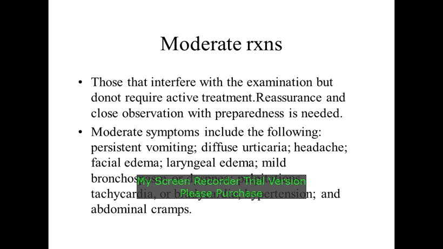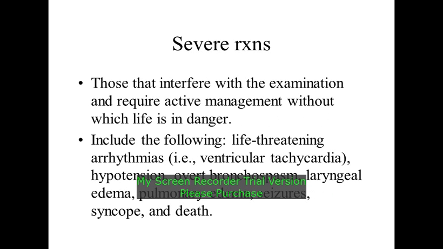Moderate reactions are those that interfere with the examination but do not require active treatment. Reassurance and close observation with preparedness is necessary. Moderate symptoms include persistent vomiting, diffuse urticaria, headache, facial edema, laryngeal edema, mild bronchospasm or dyspnea, palpitations, tachycardia or bradycardia, hypertension, and abdominal cramps.